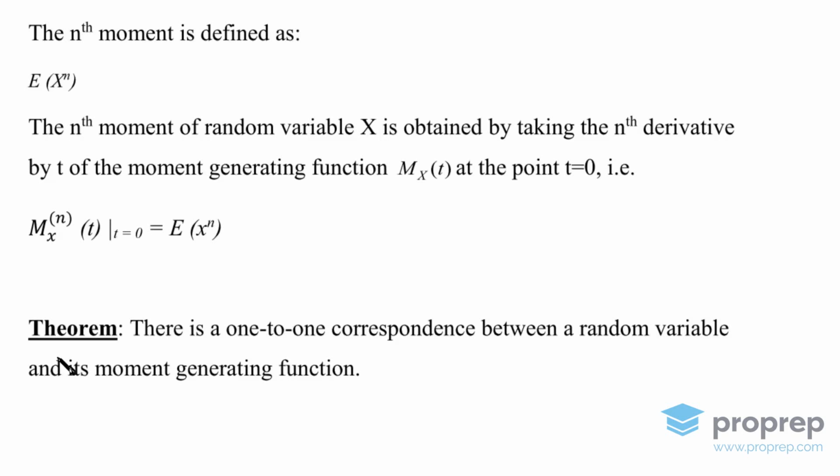Now, there's a theorem that says that there's a one-to-one correspondence between a random variable and its moment-generating function. Now, at the end of this chapter, there's a list of special distributions with their moment-generating functions.